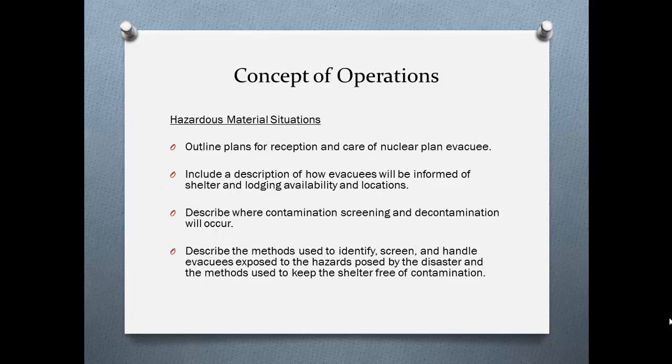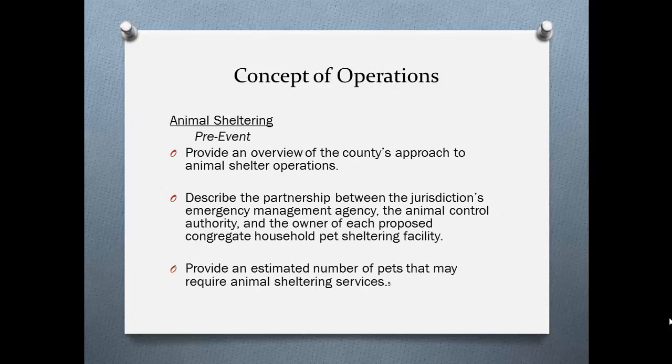Next topic is hazardous materials situations. You will outline plans for reception and care for nuclear plant evacuees. Include a description of how evacuees will be informed of shelter and lodging availability and locations. Describe where contamination, screening, and decontamination will occur. Describe the methods used to identify, screen, and handle evacuees exposed to hazards posed by the disaster, and the method used to keep the shelter free of contamination.